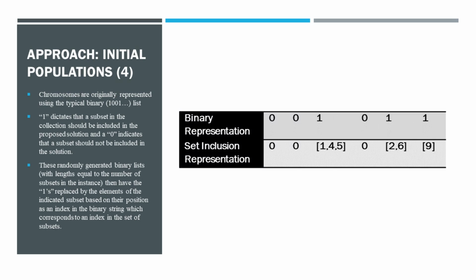And so in the set inclusion representation, as I have it listed, you can see that they've been converted into the actual subsets so that we can more efficiently see what those elements actually are instead of reading them as binary and converting them at the time of testing their fitness. So these are randomly generated binary lists with equal lengths to the number of subsets in the instance, so that we can tell if each subset in the instance is actually included or not. Then we replace the ones with the elements of the indicated subset based on their position as an index in the binary string, which corresponds to an index in the set of subsets.